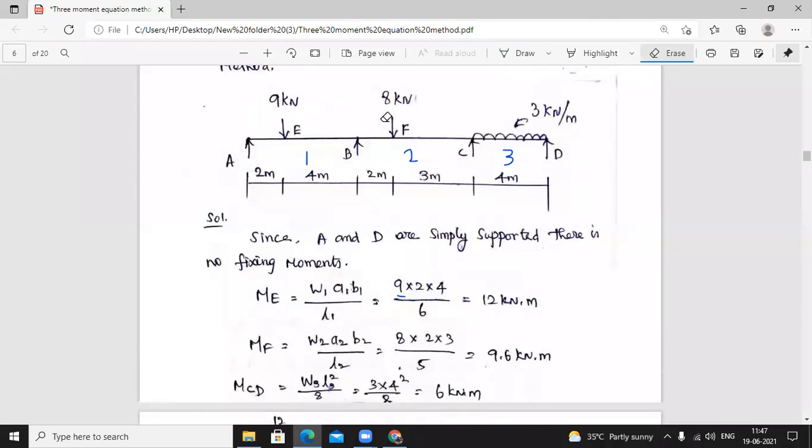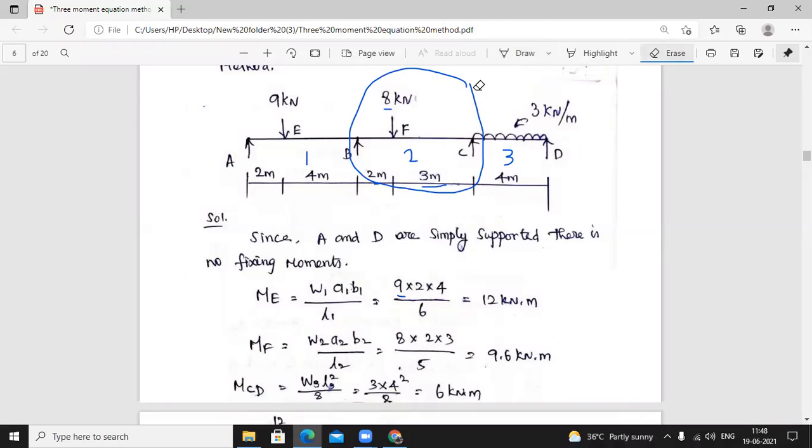Now coming to the second span bending moment. What is the load acting? Here also the load is acting at some eccentricity, an 8 kilonewton load. In this BC span, the length is 5 meter. So W a b by L2. Only consider this span. Here a is 2 meter, b is 3 meter and W is 8. So W a b by L is 8 into 2 into 3 divided by 5. So we got 9.6 kilonewton meter.